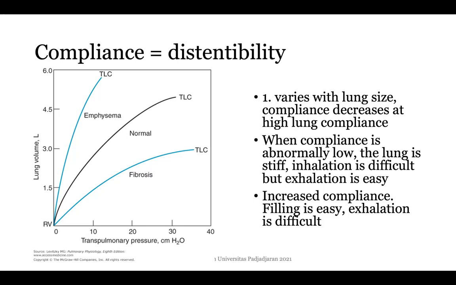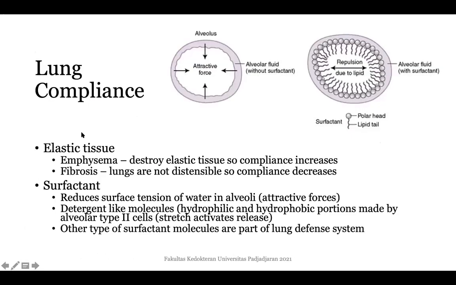Okay, we're going to go to the next slide. What is important about lung compliance? What are the factors that influence lung compliance? We already talked a little bit about the elastic tissue, which makes it harder to fill the lung, but definitely provides the recoil of the lung. In emphysema, we're destroying the elastic tissue and so compliance increases. In fibrosis, we're adding connective tissue that doesn't stretch, and so the lungs are not as distensible. Compliance is going to decrease.